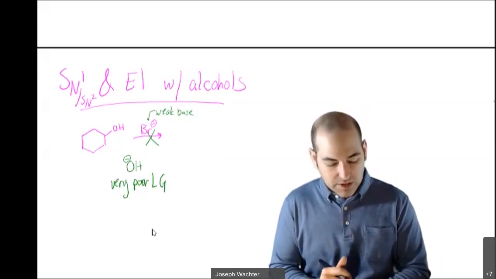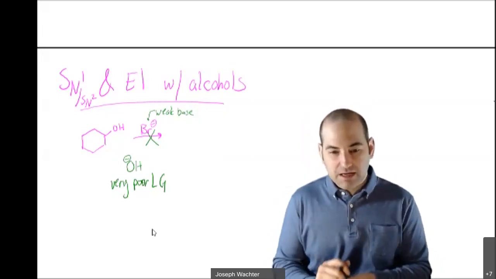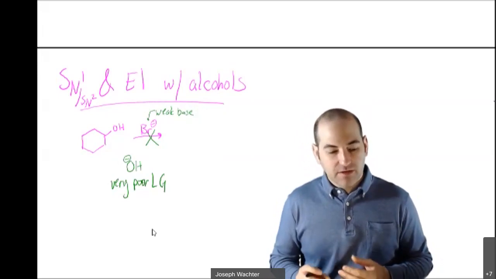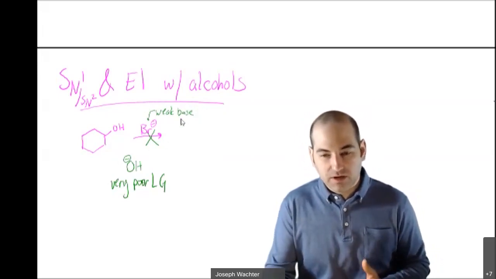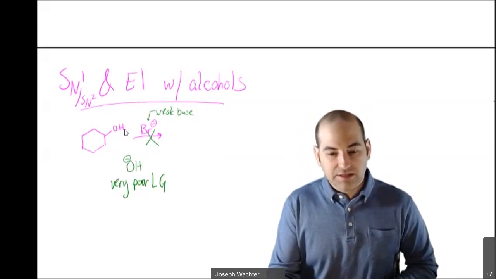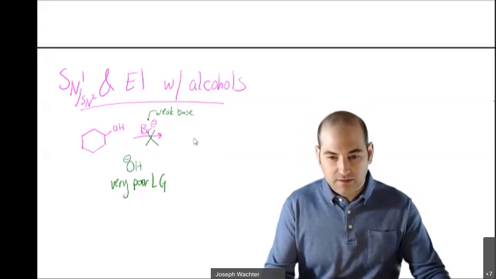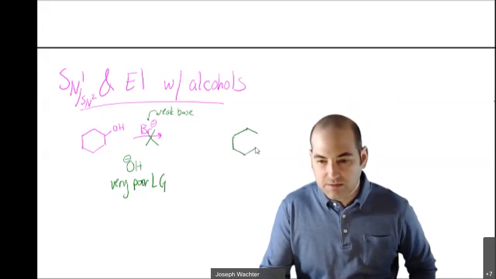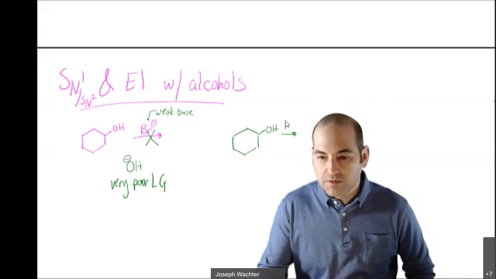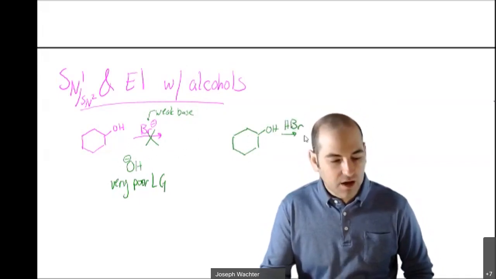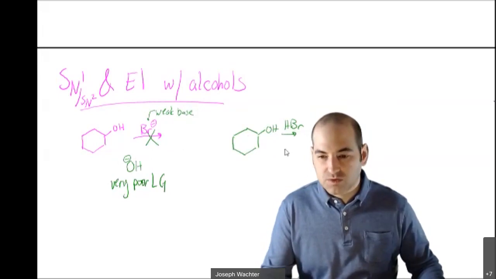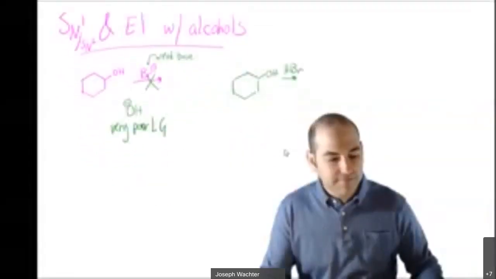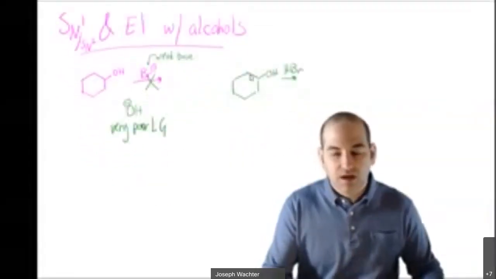So what we have to do is essentially activate it to make it into a good leaving group. And there's a couple ways to do that, but the one we're going to look at now is to use acid. So imagine if instead we started with that same cyclohexanol, but now we're reacting with HBr, hydrobromic acid. Well, the first thing that would happen in this case is we could protonate the alcohol.